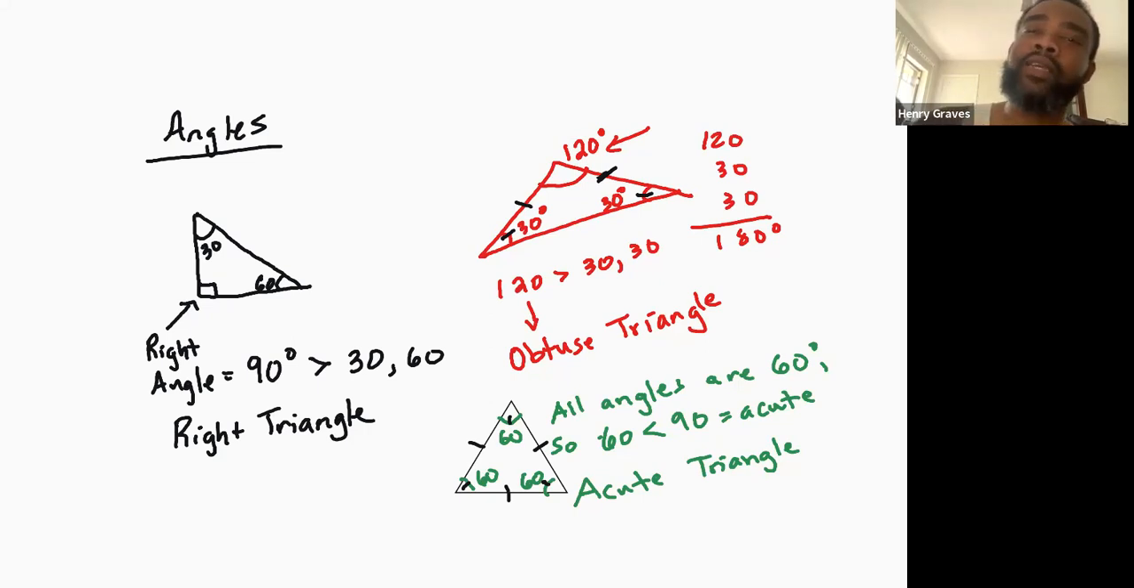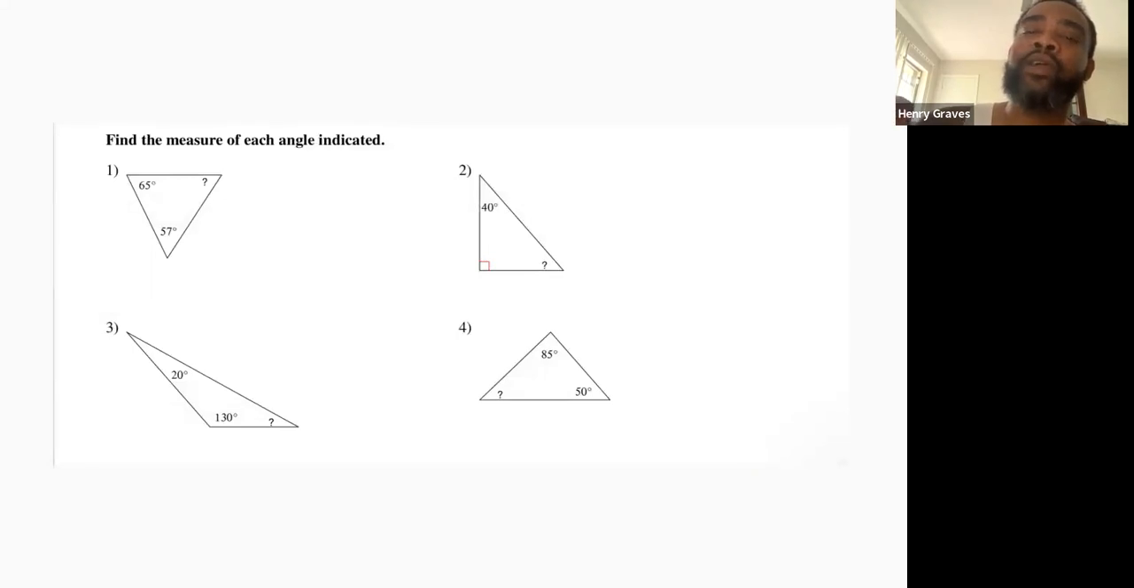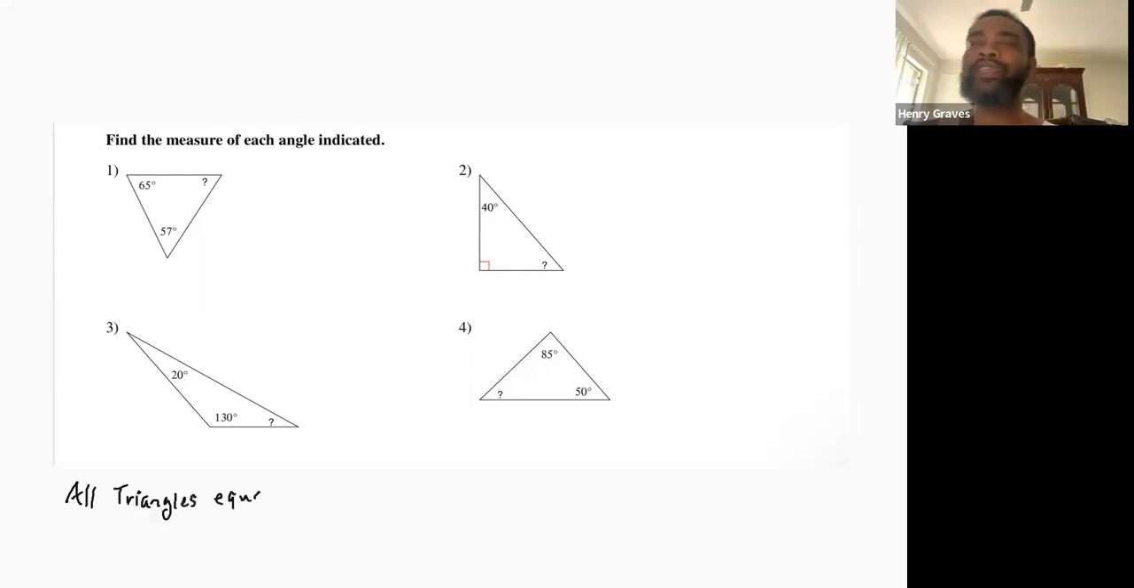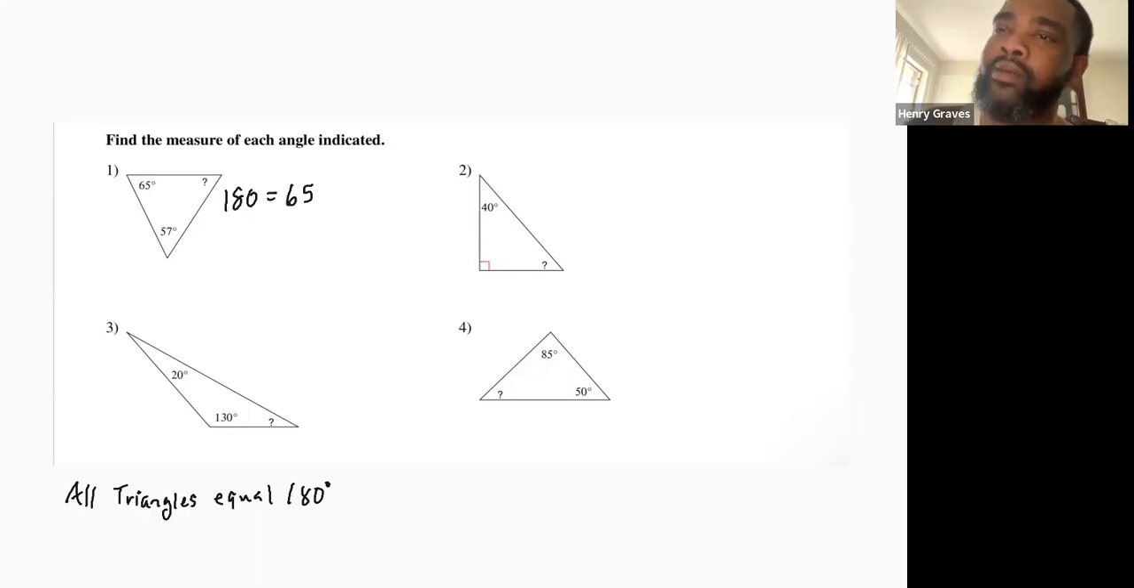Now, to find the missing side of a triangle, simply, you need to use the fact that all triangles, sorry about the bad music in the background, all triangles equal 180 degrees. That's what makes triangles so special, that they have their own crazy set of properties. It's just math. So I'm going to do the fact we have 180 is equal to 65 plus 57 plus the question mark, I'm going to call it X.